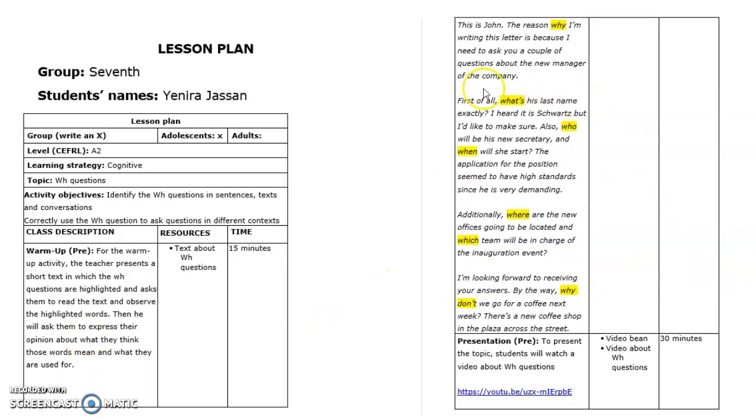This is the text. Hi Karen, and the words in yellow, why, what, who, when, where, which, why, don't, are the WH questions. These words are the student is going to work.